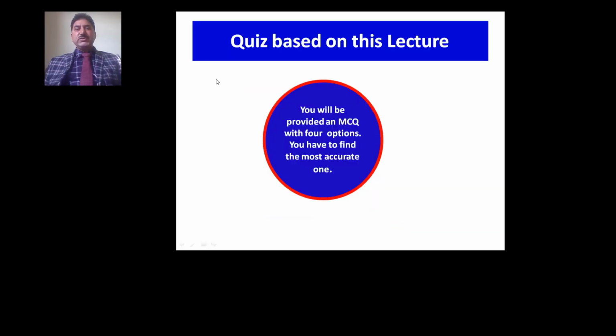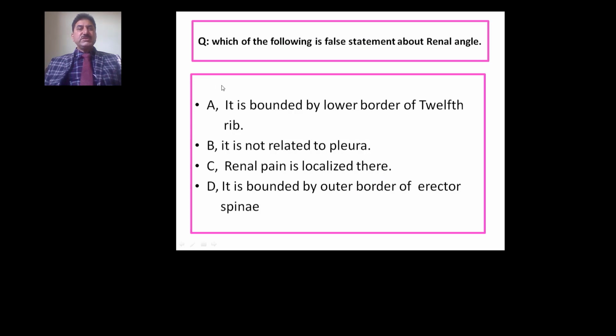Now let us go for a quiz based on this lecture. You will be provided an MCQ with 4 options. You have to find the most accurate one. Our first question is: which of the following is false statement about renal angle? A. It is bounded by lower border of 12th rib. B. It is not related to pleura. C. Renal pain is localized there. D. It is bounded by outer border of the erector spinae.